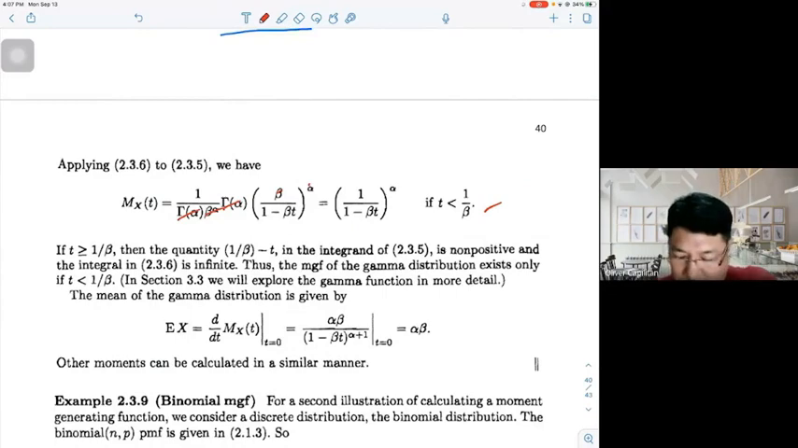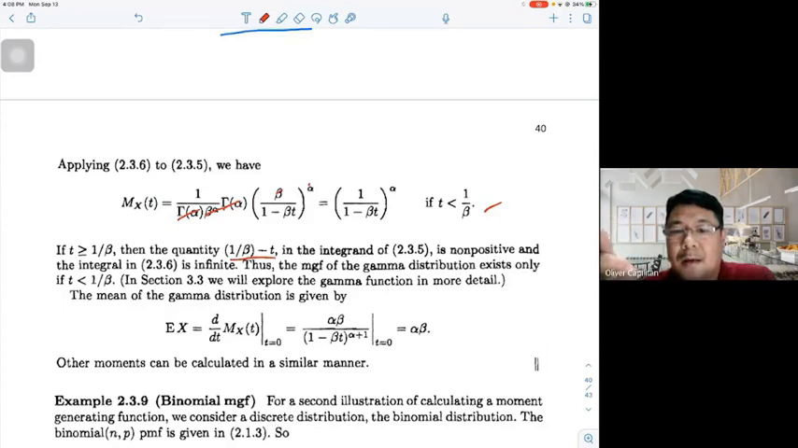So if t is greater than or equal to 1 over beta, then the quantity, okay, this quantity in the integrand of 2.3.5 is non-positive, and the integral in 2.3.6 is infinite. So thus, the MGF of the gamma distribution exists only when we consider t to be less than 1 over beta. Okay, so take note that our goal is to be able to determine the moment or the moments of the random variable x.